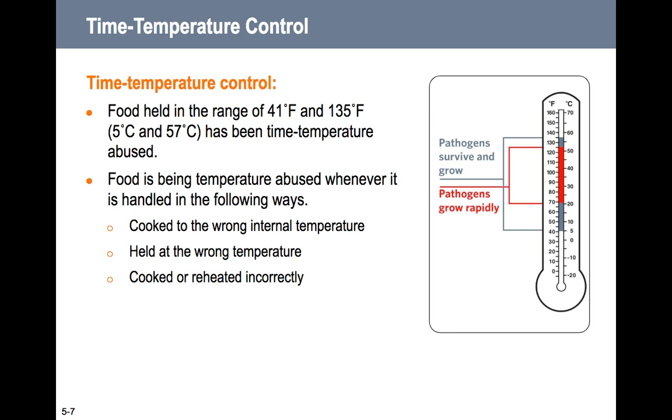Remember also from Chapter 2, we discussed that pathogens grow rapidly within the temperature range of 70 to 120 degrees Fahrenheit.